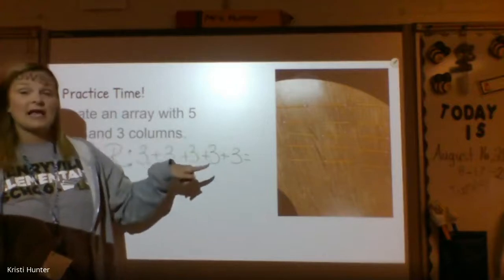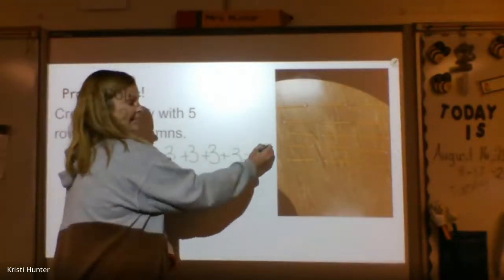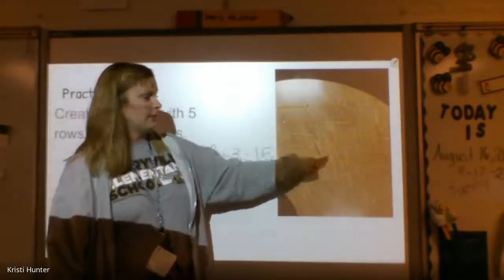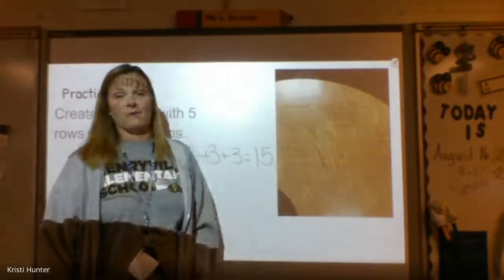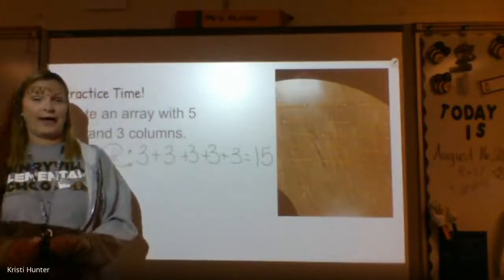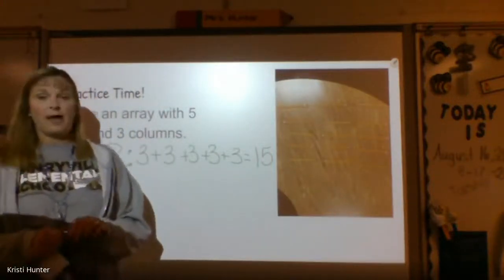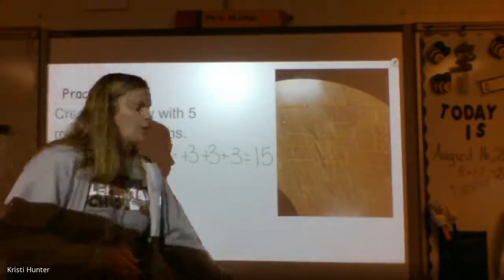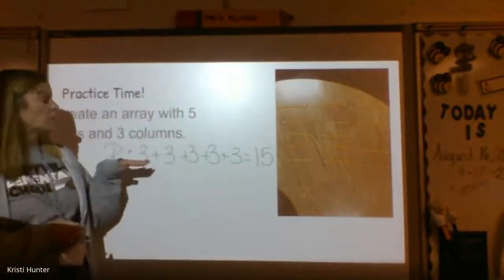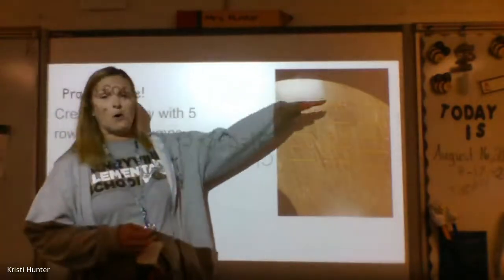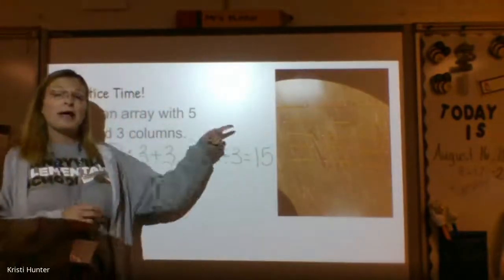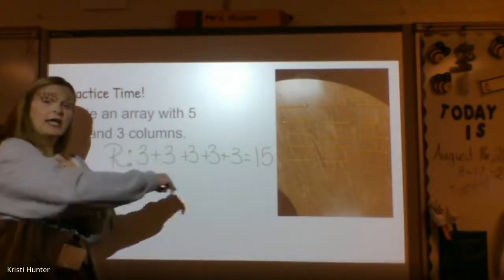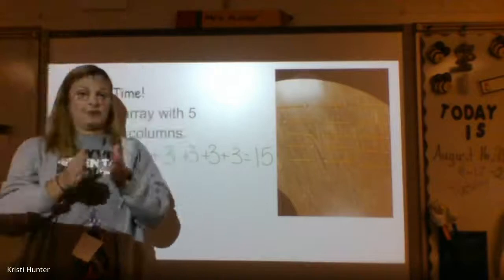13, 14, 15. You can also count them up if you need to check yourself and make sure you've added correctly, okay? You can always count them up after you draw them or create your array. Right? So this is our equation for the number of rows. Remember, every array would have 2 equations. It would have a row equation, and it would also have a column equation.